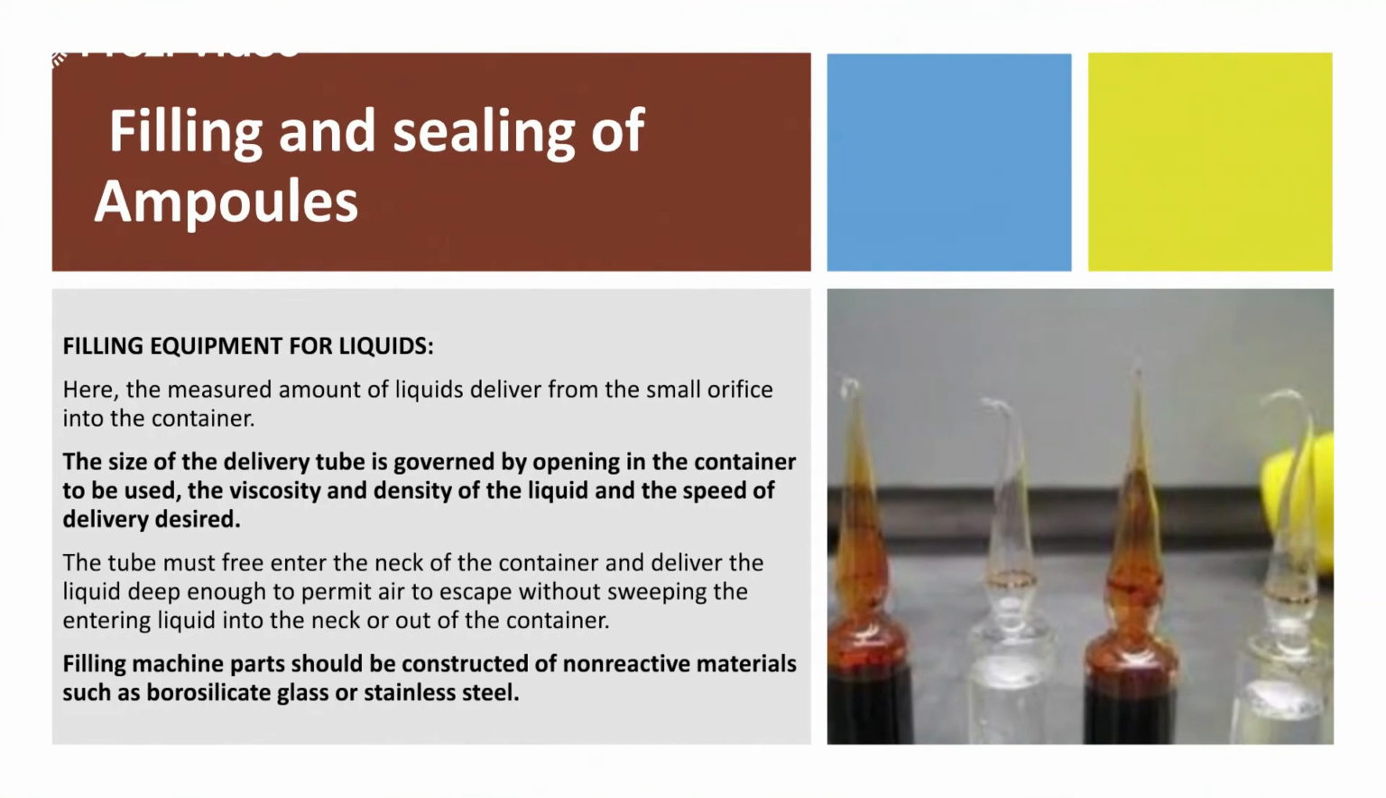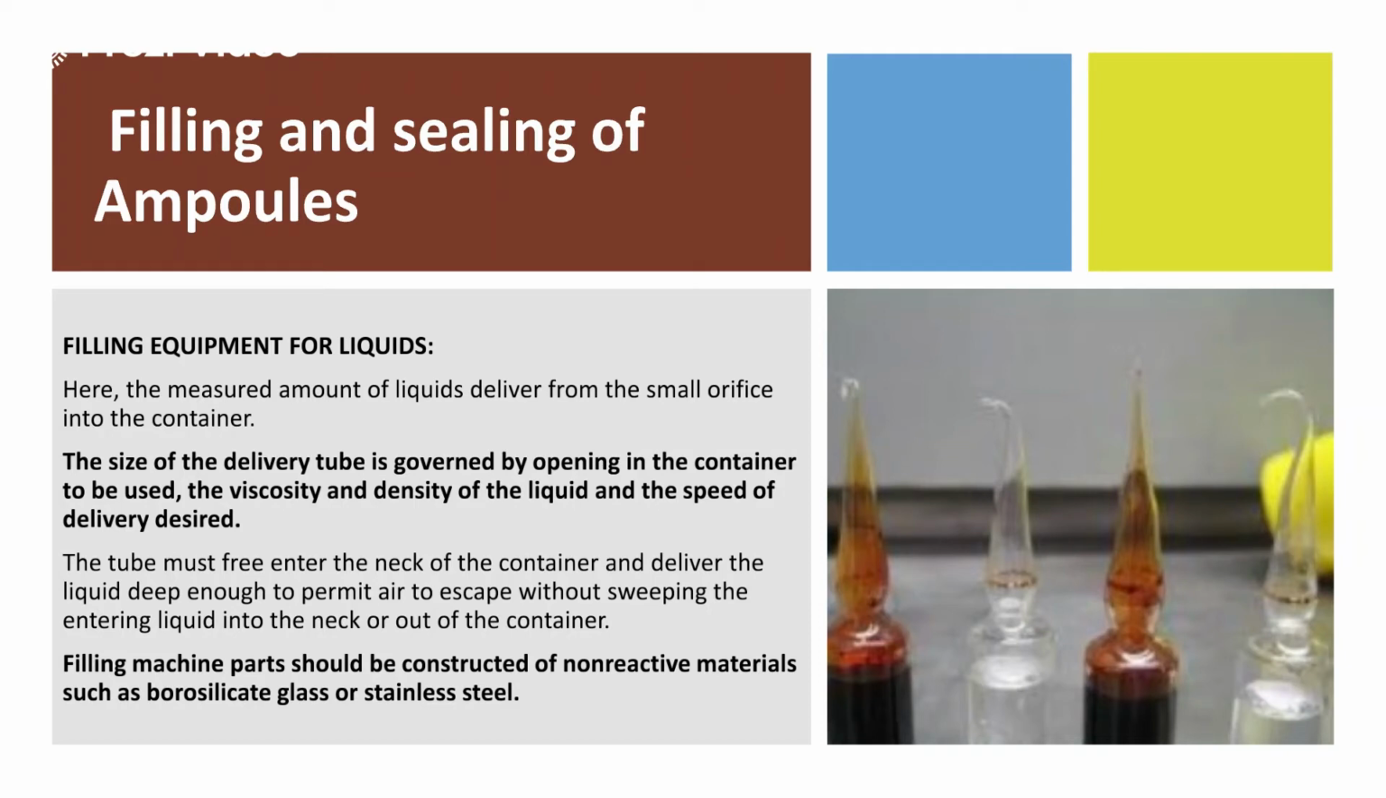Next, we move on to the filling and sealing of the ampules. Once the proper container closure system has been selected, the next step is filling. A precisely measured amount of liquid needs to be filled through a small orifice into the container. The size of the delivery tube is governed by the opening in the container to be used, the viscosity and the density of the fluid, and the speed of delivery.